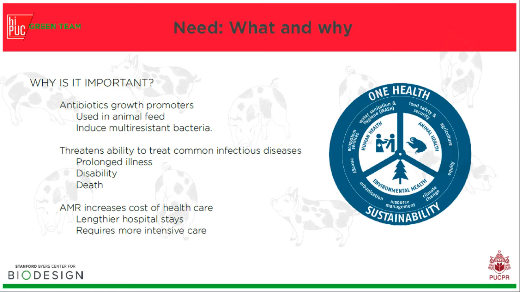It is really important to think about this issue because antibiotics used almost daily in animal feed induce multi-resistance bacteria. Its constant use threatens the ability to treat common infectious diseases when they are actually present, which can lead to prolonged illness, disability, or even death of the animal. Also, reckless use of antibiotics in animal production has a direct impact on One Health through AMR. When considering humans, antimicrobial resistance increases the cost of healthcare, requiring lengthier hospital stays and more intensive care.